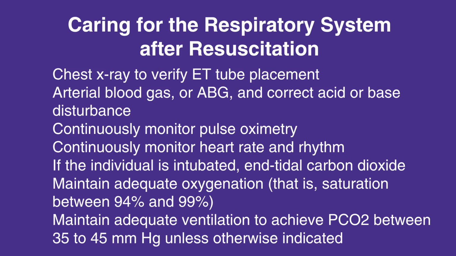Chest X-ray to verify ET tube placement, arterial blood gas, or ABG, and correct acid or base disturbance. Continuously monitor pulse oximetry. Continuously monitor heart rate and rhythm. If the individual is intubated, end tidal carbon dioxide. Maintain adequate oxygenation, that is, saturation between 94 and 99%. Maintain adequate ventilation to achieve PCO2 between 35 to 45 millimeters of mercury unless otherwise indicated.